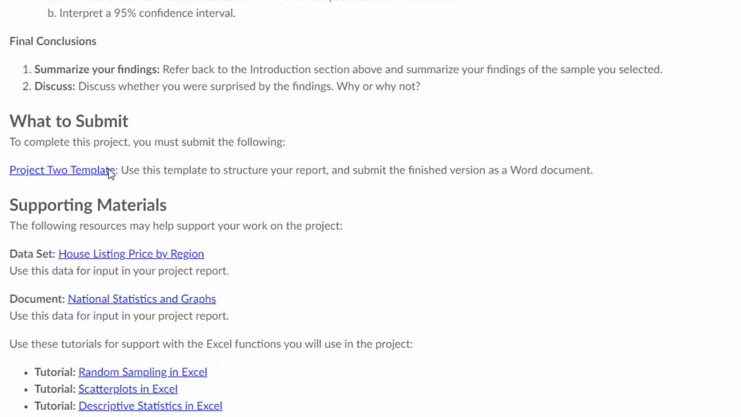Of course I want you to use the Project 2 template. Keep the subject headings, but remove all of the bracketed text. So keep all the same subject or section titles. Now we have the national statistics we'll be using and the house listing by region. That's what I'm going to download right now, and we'll go over the analysis that you'll have to do in Excel.